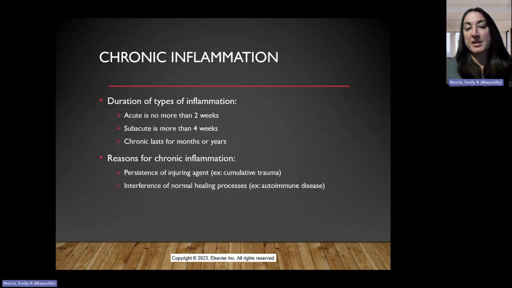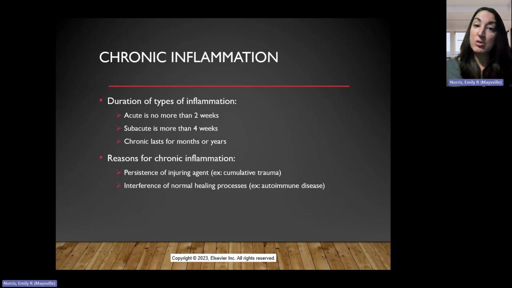Chronic inflammation happens. There are 3 phases. There's acute, which is in the first 2 weeks. There's subacute, which is around 2 to 4 weeks, maybe a little bit longer. And then there's chronic, which could last months. It could even last years. Why do we have chronic inflammation?